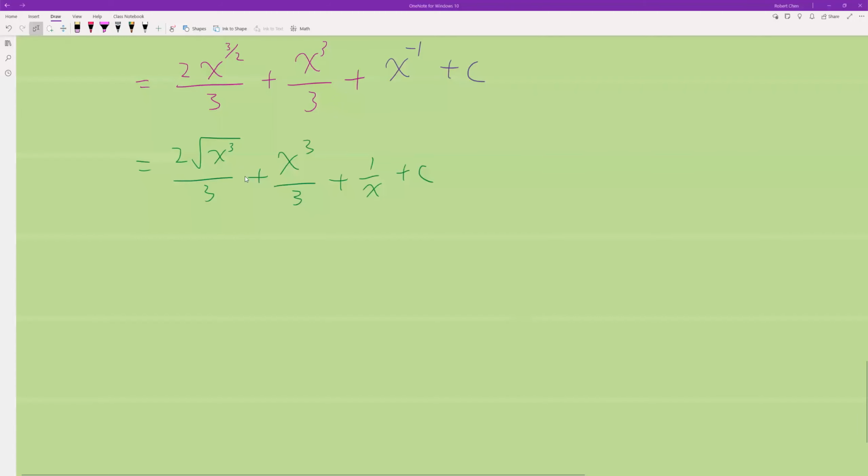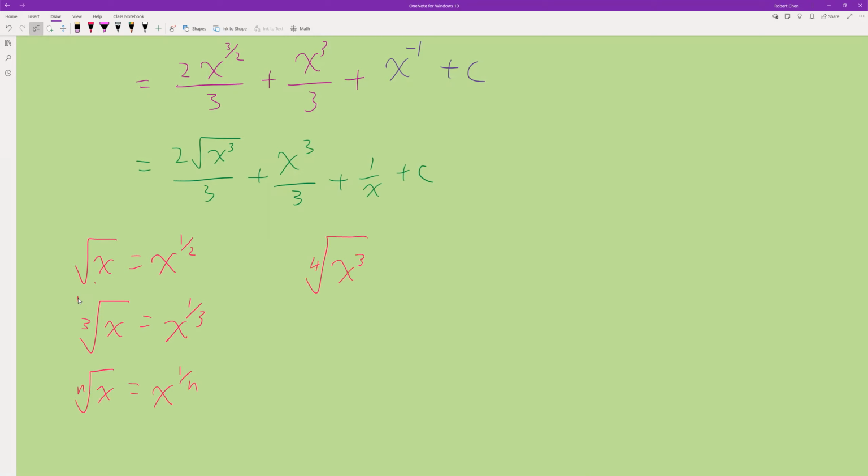All right, so let's do a quick review about radical x form. So we know that the square root of x can be written as x to the power of 1/2. The cube root of x is x to the power of 1/3. Right? And if you have any nth root of x, that's equal to x to the power of 1 over n.